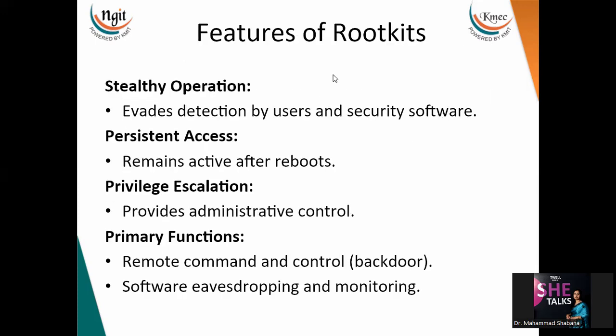Rootkits are known for three primary features: stealthy operations, persistent actions, and privilege escalation. Their main functions include providing backdoor access to attackers and enabling software eavesdropping, which involves monitoring user activity and intercepting sensitive data.